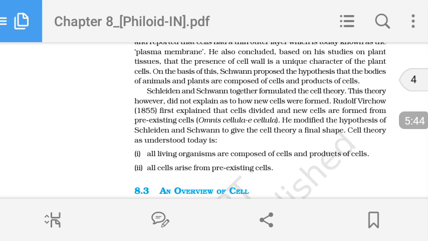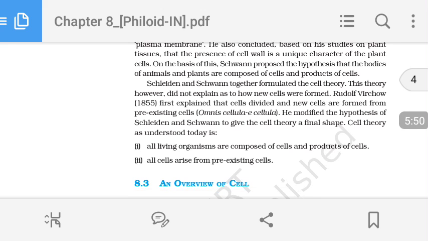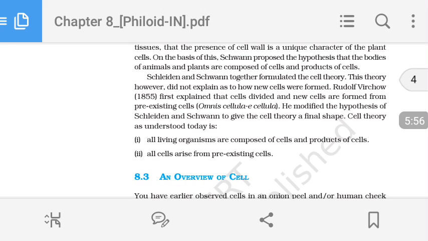This theory, however, did not explain as to how new cells were formed, meaning cell division. This we will study later on. Rudolf Virchow first explained that cells divided and new cells are formed from pre-existing cells.